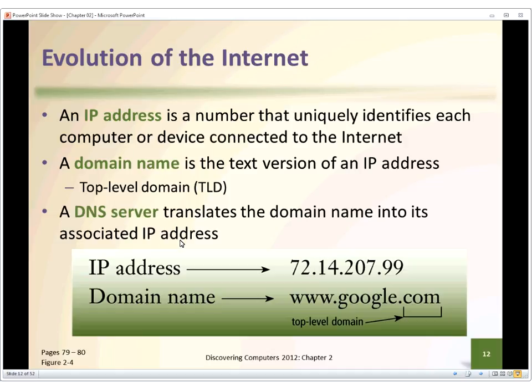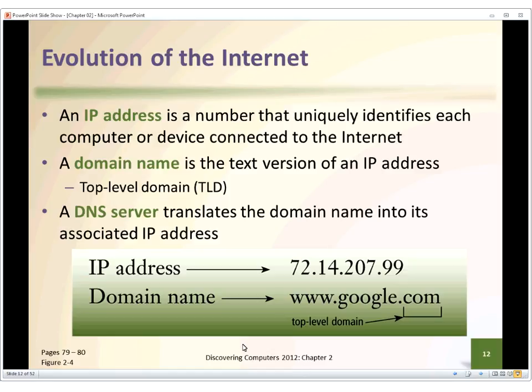So here's a very common domain name that's often used, google.com. By the way, the .com is the top-level domain. That's a commercial domain. And here's Google's corresponding IP address, 72.14.207.99. Now, we could type in just that IP address into a browser and get to the Google website, or we can more easily type in the domain name as well. You may want to try this in your browser.